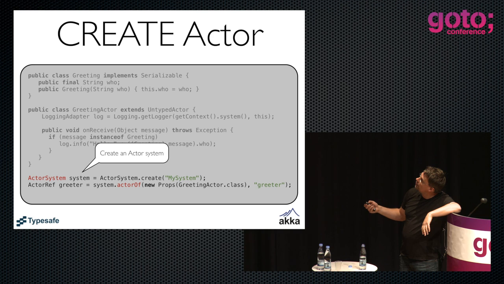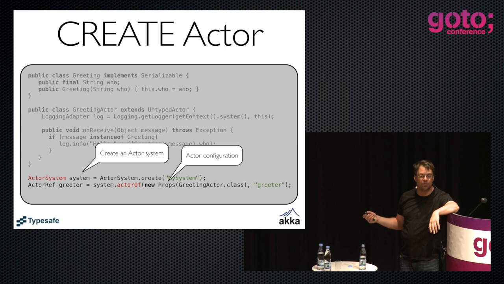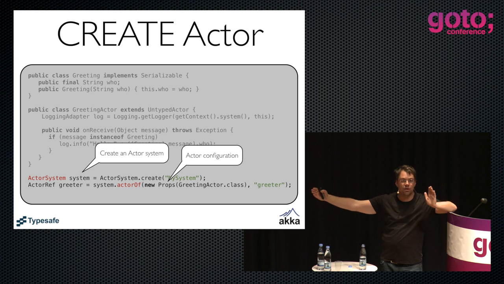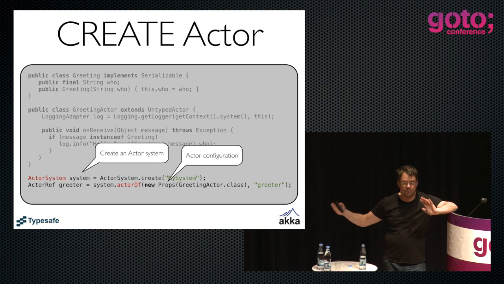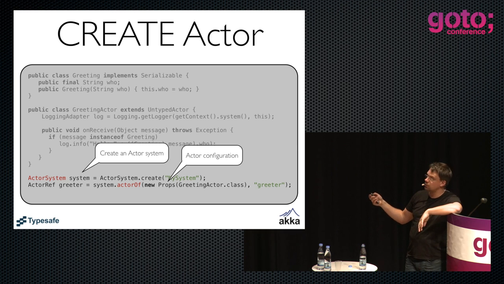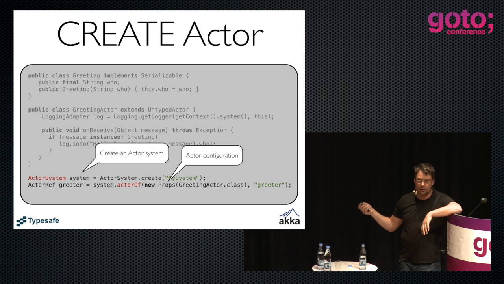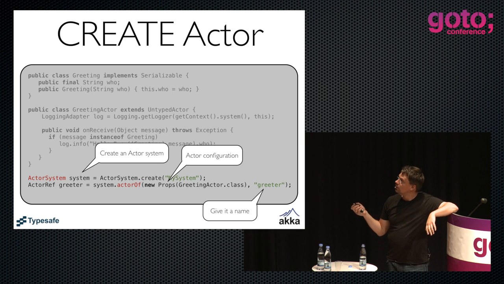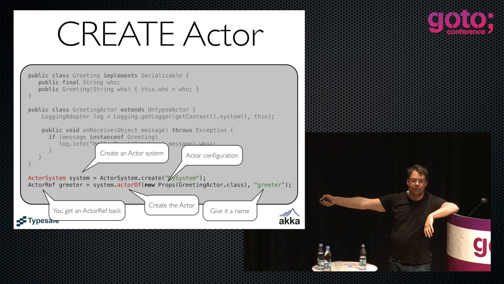So when you have a system, you can use the system to call the factory method actorOf. actorOf creates actors, okay? In actorOf you pass in two things. First, you pass in our configuration object called props. It can be a pretty rich kind of configuration, we'll use that later, but here we just tell it what type of actor we want. And we also give it a name. Names are important in Akka. Out here now comes an ActorRef.